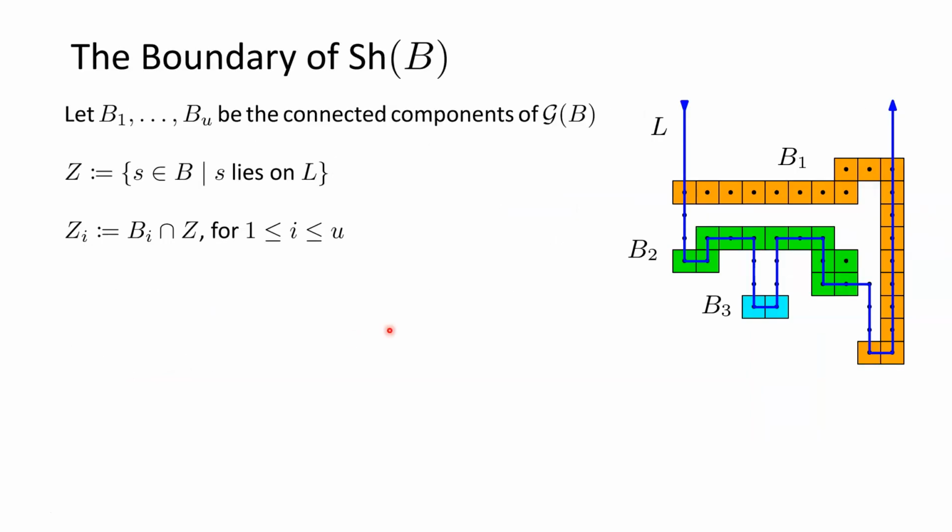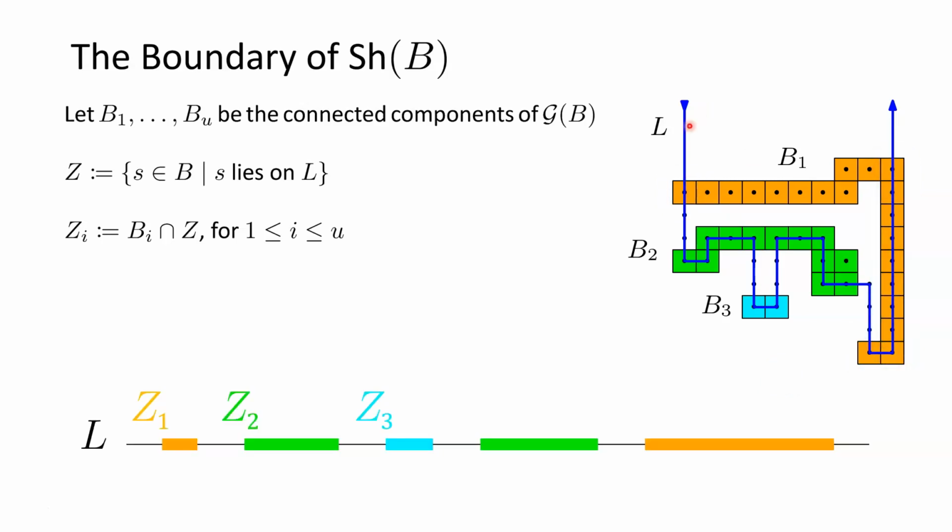Let's see a few more definitions. For B, we let B1 through BU be the connected components of the adjacency graph of B. We have three such components here, B1, B2, and B3. We take Z to be all the squares of B that lie on L. For example, those will be all the squares through which this blue path goes. And we take Zi to be Bi intersected with Z. That means, for example, for Z1, that's the squares of B1 that lie on L, which are highlighted here now.